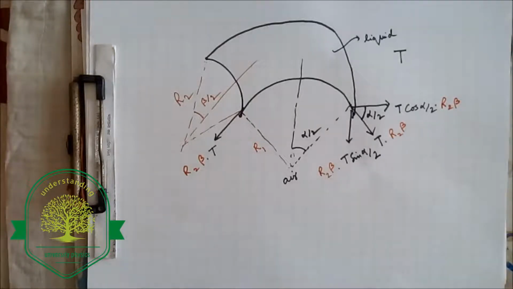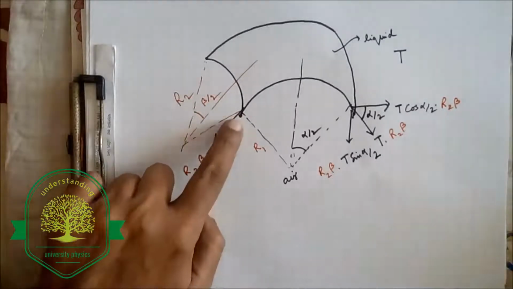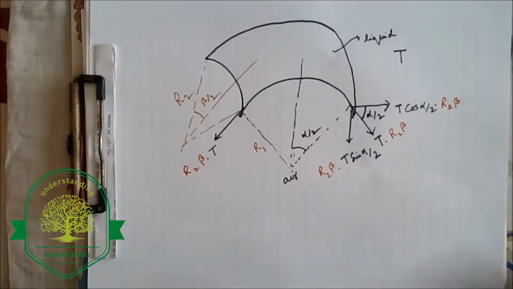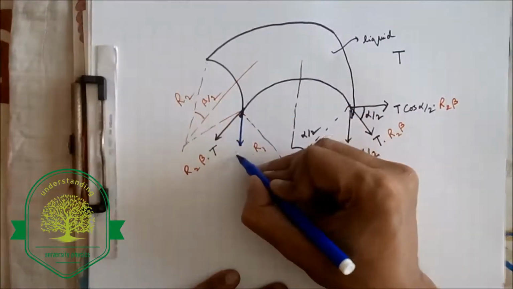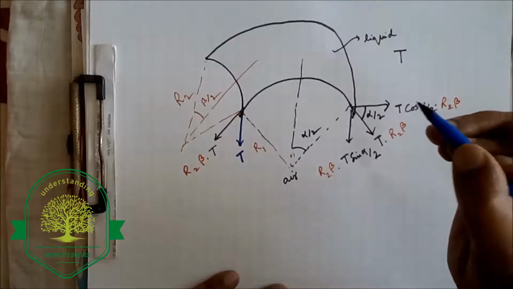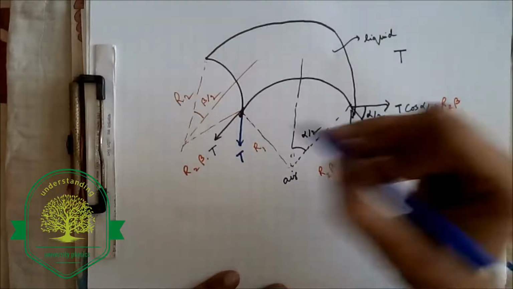And we can do the same thing for this side. T forces will act like this, and their vertical components will add up and their horizontal components will cancel each other out.